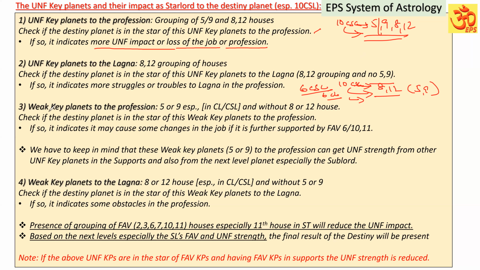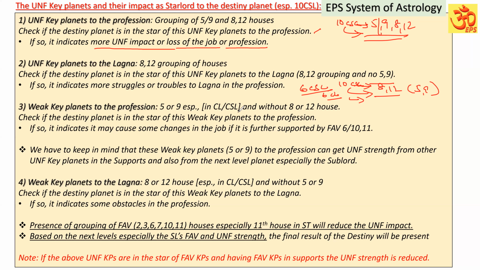So the third one is weak key planet to the profession. The first one is unfavorable key planet. Now we are talking about the weak key planet. What are weak key planets? The 5th house or 9th house, especially in the CL and CSL, but without 8 and 12. Without 8 and 12, only 5 or 9 is present. That is weak for the profession because they are not supportive to the profession in general, the 5th house and 9th house. We already had a discussion on that in the first part.